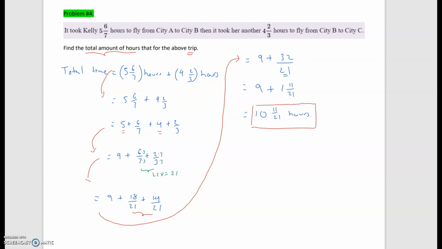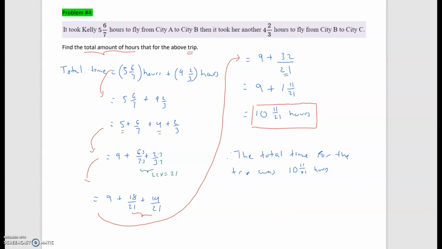Now keep in mind that this is a problem that involves technically a sentence. So in this case, the total trip was 10 and 11 over 21 hours. And that would be it for this problem.